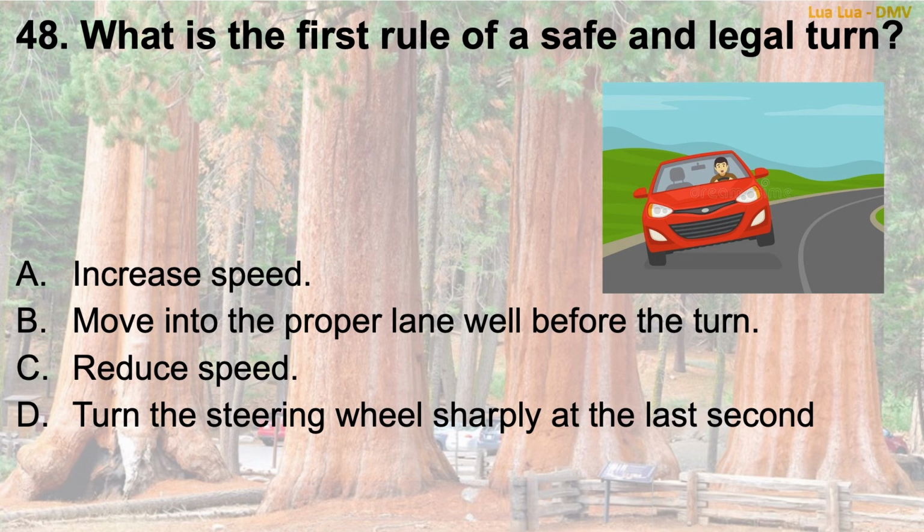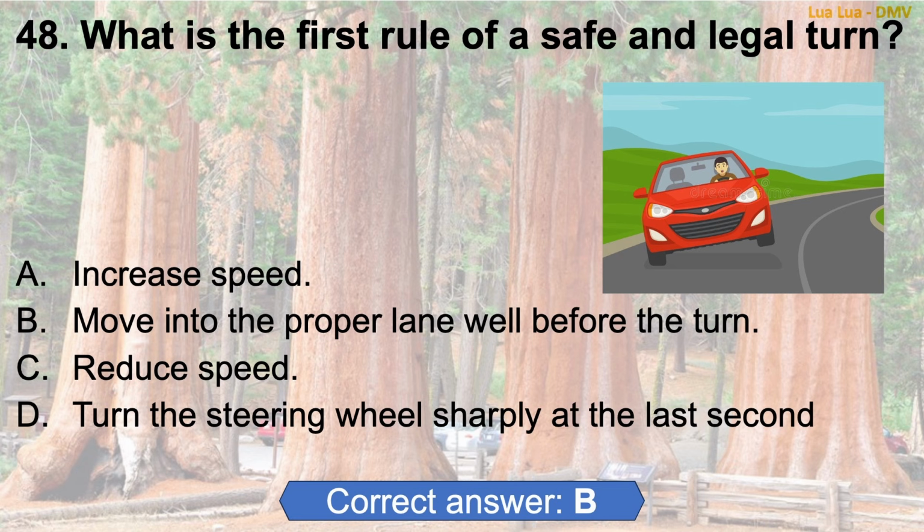Question 48. What is the first rule of a safe and legal turn? A. Increase speed. B. Move into the proper lane well before the turn. C. Reduce speed. D. Turn the steering wheel sharply at the last second. The correct answer is B. Move into the proper lane well before the turn.